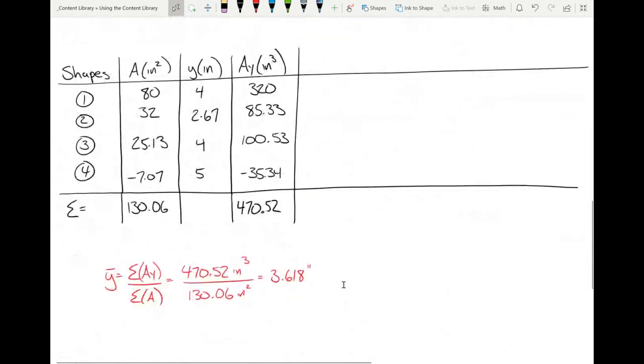I think that's a pretty reasonable conclusion to make. All right. Is everybody with me so far? Any questions before we start progressing?